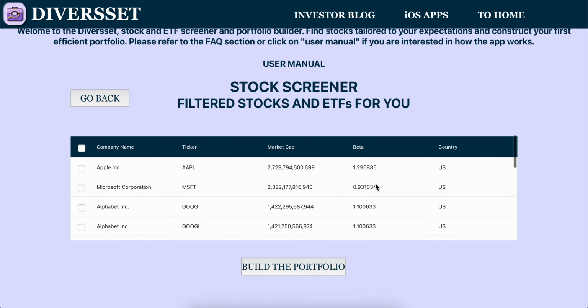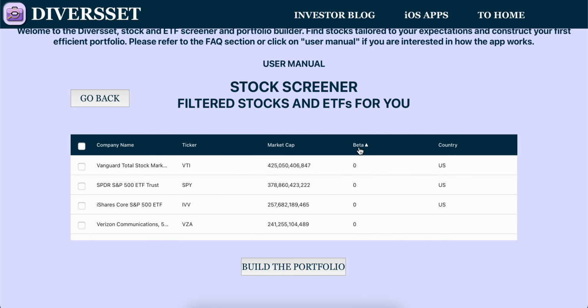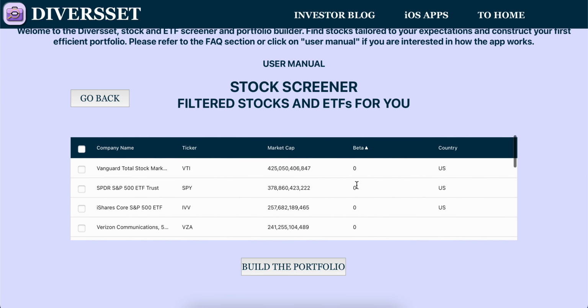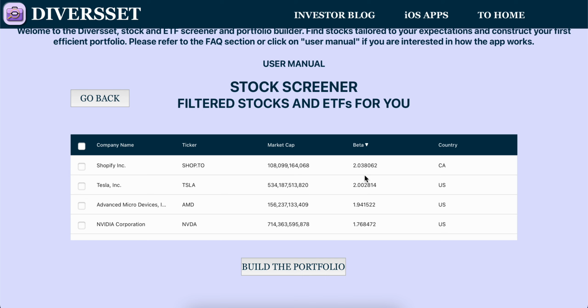You can choose stocks based on the beta. You can filter the stocks. You see, this is less volatile stocks, more conservative stocks, and these are slightly more volatile stocks, the company name, company ticker, market cap. You can also screen companies based on the market cap if you want. Simply press over here or on the beta.